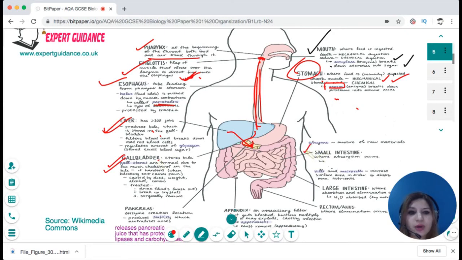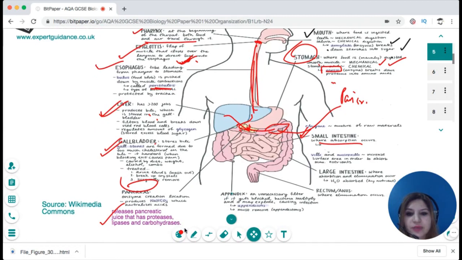And then the small intestine, where the digestion finishes and the absorption starts. And then there's a small organ here called the pancreas, which releases the pancreatic juice. The pancreas produces the pancreatic juice that contains the lipases, proteases, and carbohydrases enzymes. Then the food goes into the large intestine, which absorbs all the water. Then it is thrown out of the body through the rectum and anus.